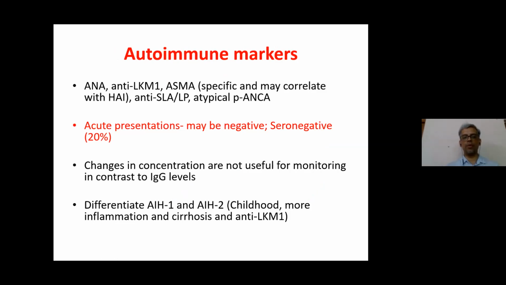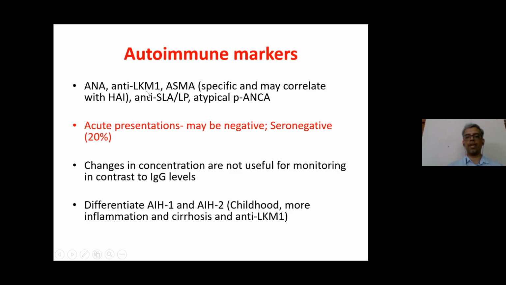What about autoimmune markers? There are lots of panels available. What are the tests which I should ask for? Should I ask for a complete panel? The initial tests we should ask for are these 3: ANA, anti-LKM, and ASMA. These are the first line of markers which should be asked for. Among these, only the ASMA is very specific and may correlate with a histological activity index. ANA is not specific and may be present in multiple other diseases also.